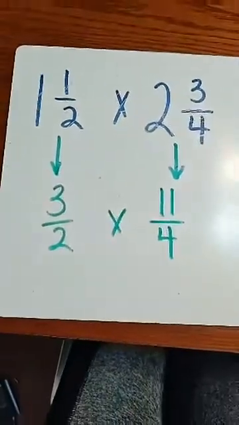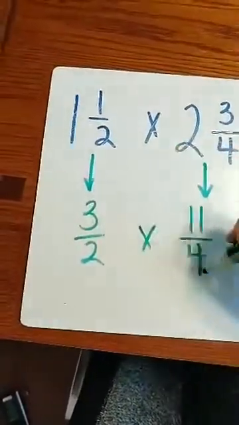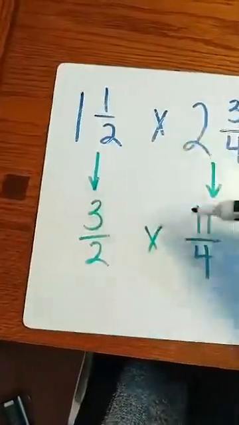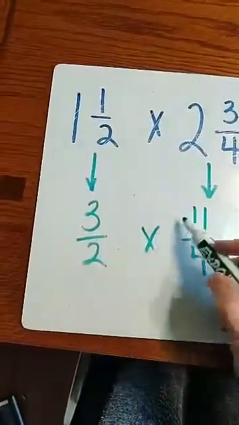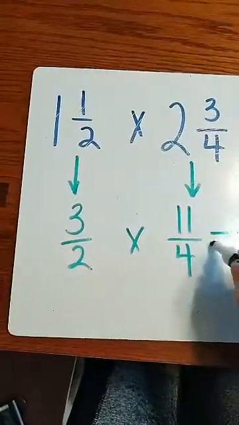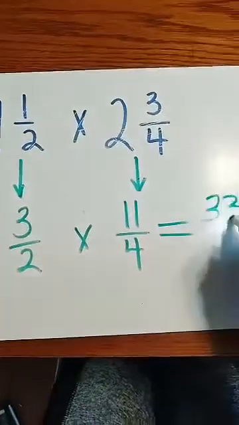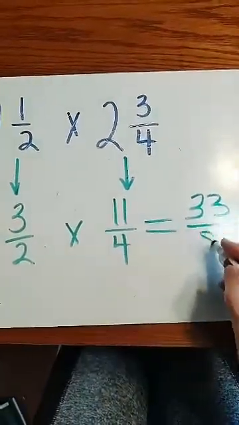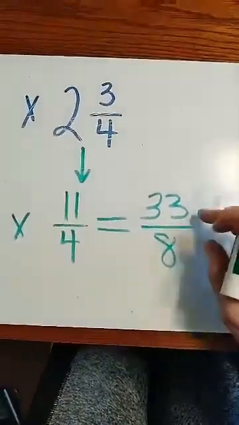11 fourths. Okay, so I'm going to look diagonally. Can I simplify diagonally? No, I cannot. So I look this way diagonally. Can I simplify? No, I cannot. You're right. So we're going to go ahead and multiply. 3 times 11, 33. 2 times 4, 8. What do you notice? Yes, it has a headache.